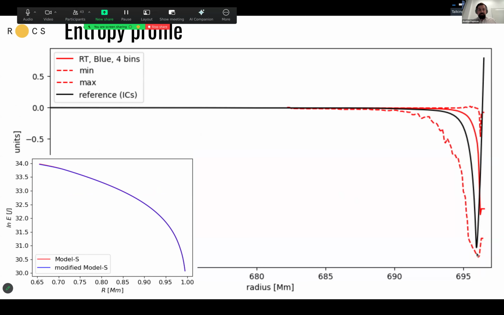Here, there are two plots. The main figure is showing the entropy profile. The black is the reference initial condition, and the red one is the entropy profile after a little bit of runtime with the radiative cooling. The main takeaway here is, of course, that entropy in the convection zone is really flat, while the energy, if you use total energy solvers, varies by several orders of magnitude, as you can see in the lower left corner. So numerically, using entropy as the primary thermodynamic variable is very, very convenient.